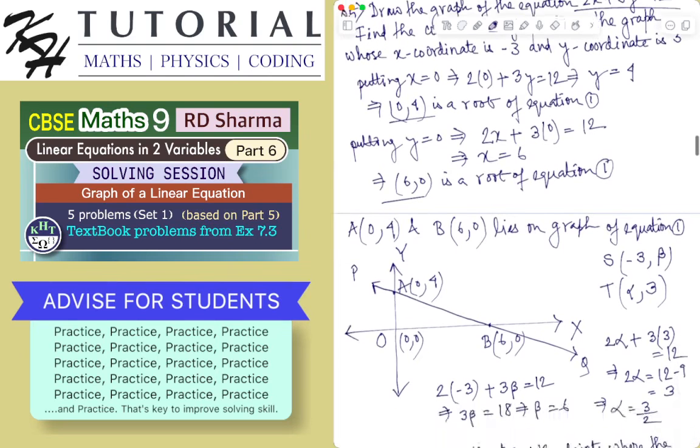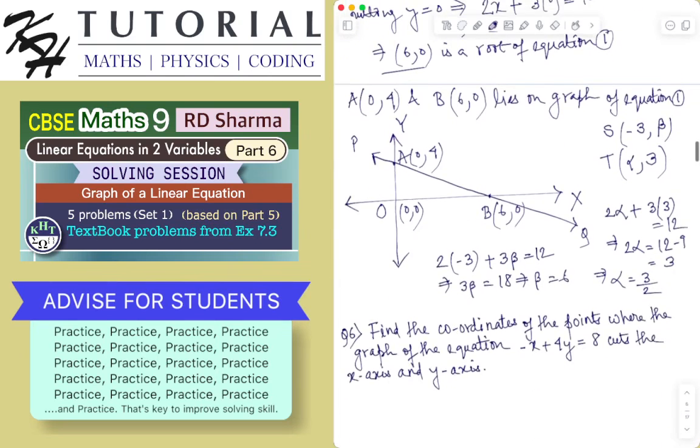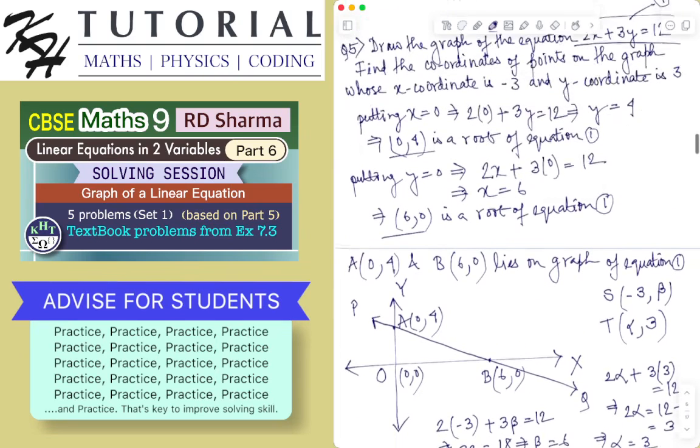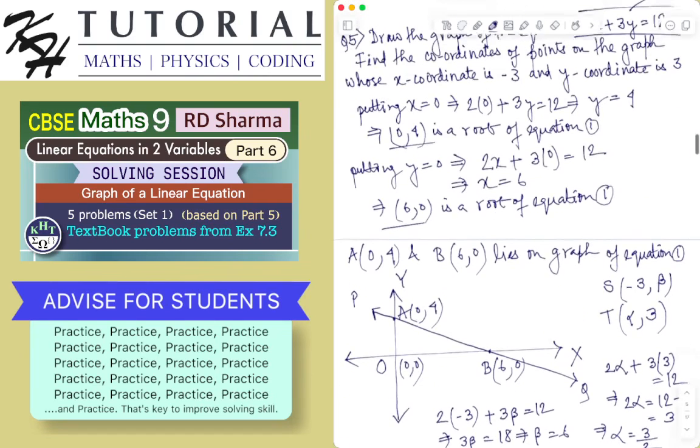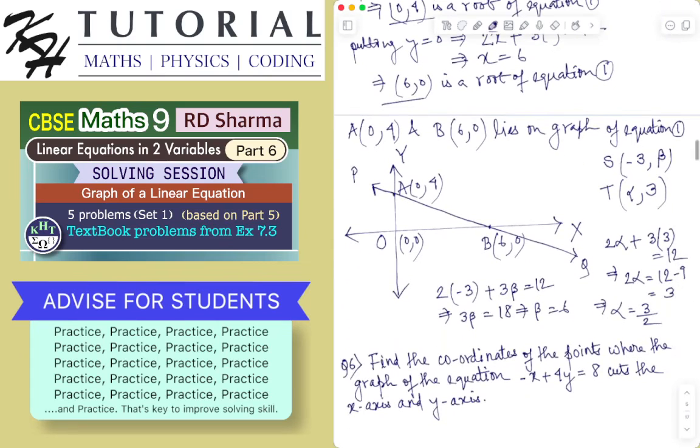I think I am making some mistake. 2x plus 3y is equal to 12. For the point T, (alpha, 3) should satisfy the equation. So we must have 2 alpha plus 3 into 3 is equal to 12. So we get 2 alpha is equal to 12 minus 9, which is 3. So alpha is 3 by 2.